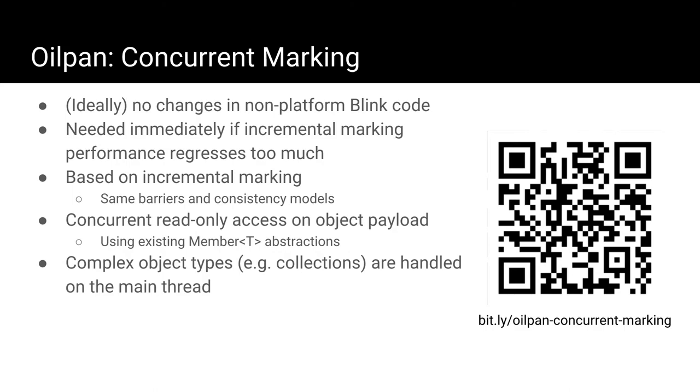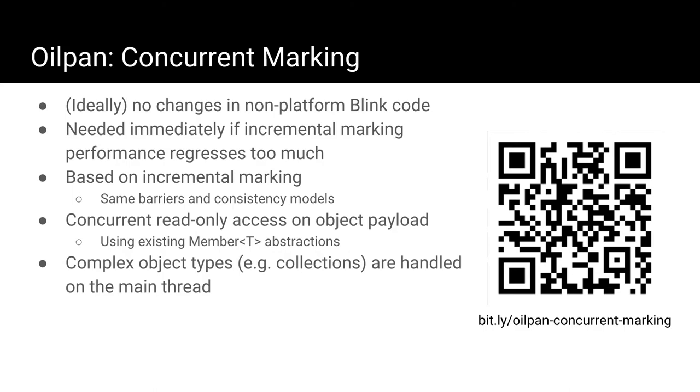Now, concurrent marking. Again, ideally, that should not yield any changes in non-platform code and might be needed if incremental marking is regressing throughput too much. So we might need to go the next step there just to make it fast enough so that we can get away with any throughput regressions. It is, however, based on incremental marking, so there is nothing fundamentally new that needs to be added.